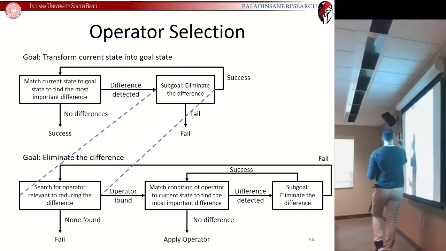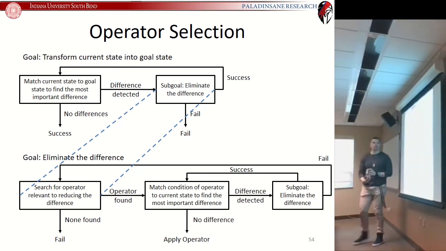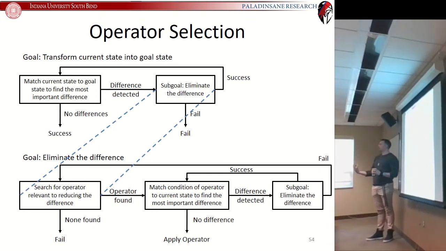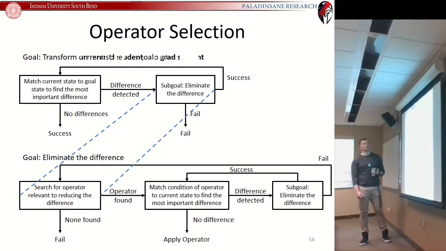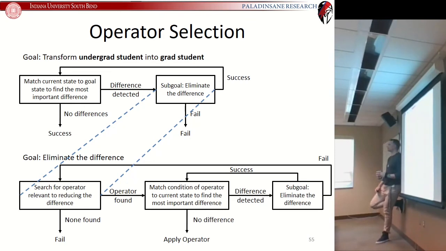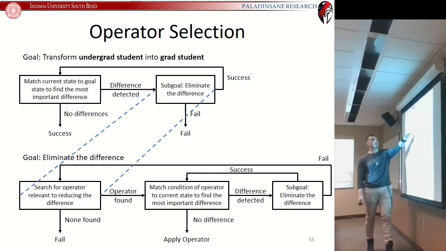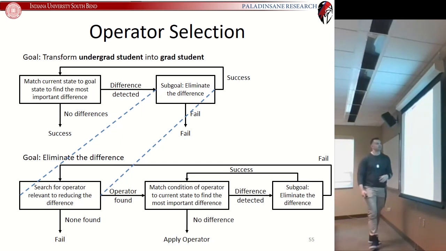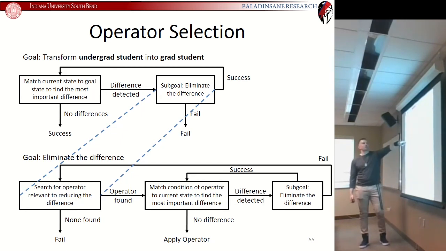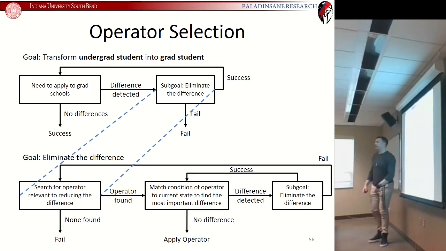So you want to transform your current state into a goal state. Let's say that you want to go to grad school. You want to transform your current state, which is undergraduate student, into your goal state, which is graduate student, right? So this is a problem that many of you are going to face. I want to go to grad school. What do I do? Well, you match your current state to the goal state to find the most important difference. And at this point, you might identify that most important difference as I need to apply to grad school.